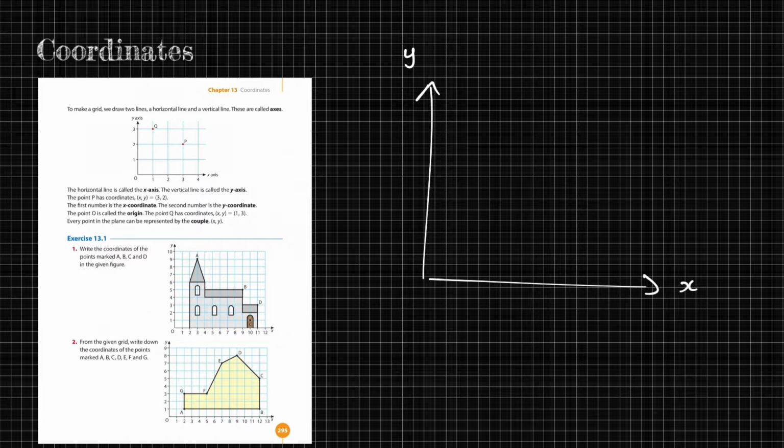Now, the way to remember it is very, very simple. Y points up to the sky. Okay, so y points up to the sky. That's the easy way of remembering it. So obviously x is the one that runs across, right? So you've got your x coordinates and your y coordinates.